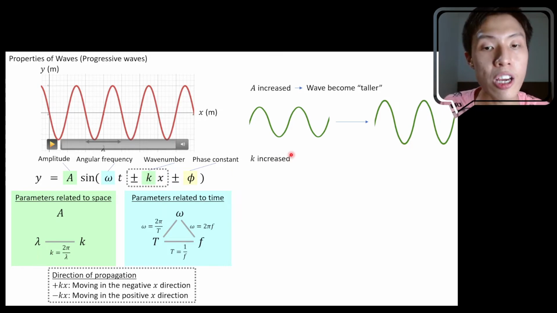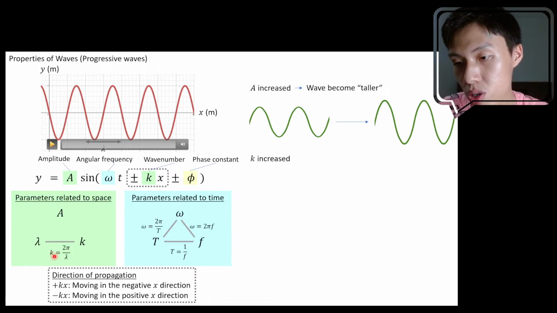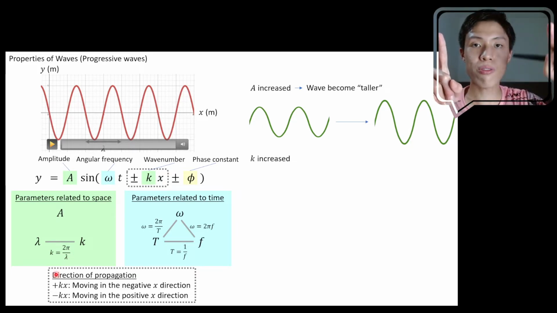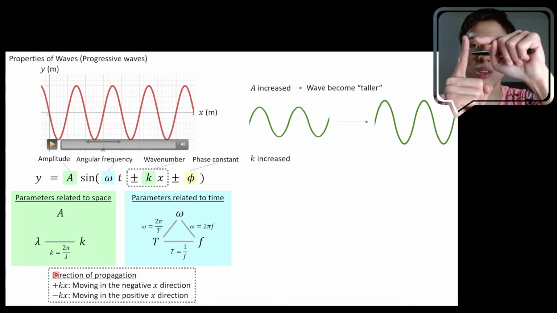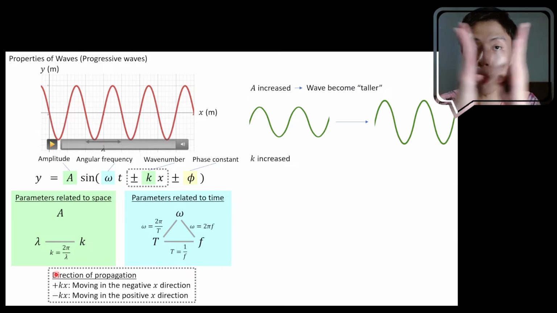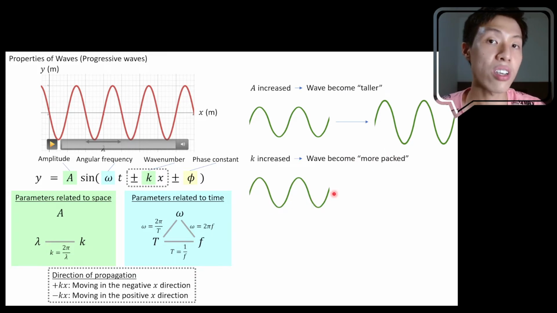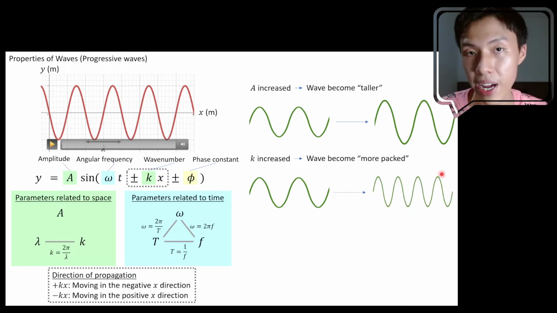How about if you manipulate the wave number? By looking at this equation, you know that if k increases, the wavelength will decrease. So if initially a wave is this wide and you decrease the wavelength, then the wavelength will be shorter, so your wave will be more packed. Therefore, if your wave initially looks like this, once you increase the wave number k, you decrease the wavelength, causing your wave to become more packed, something like this. The wavelength is now shorter.